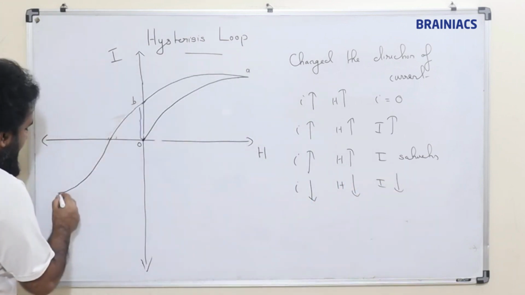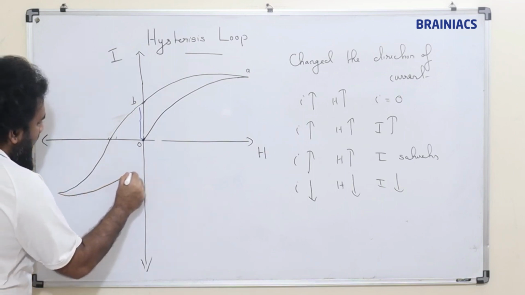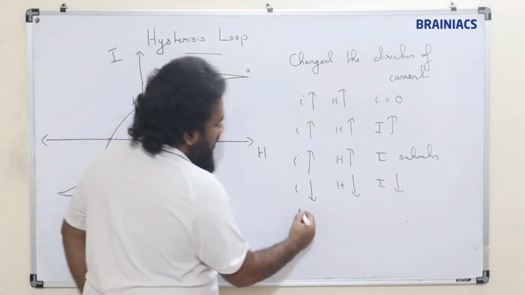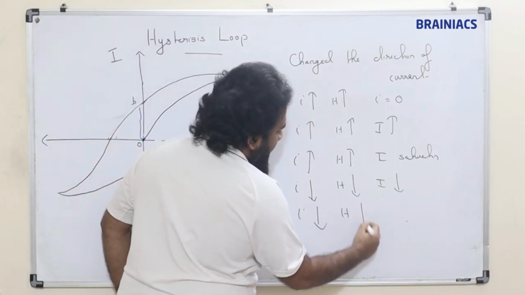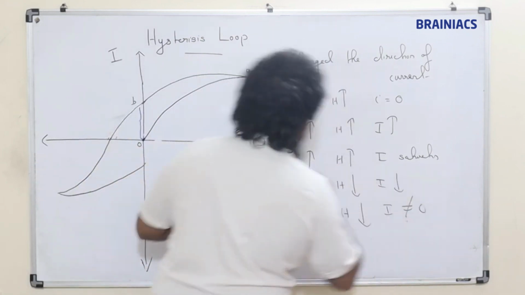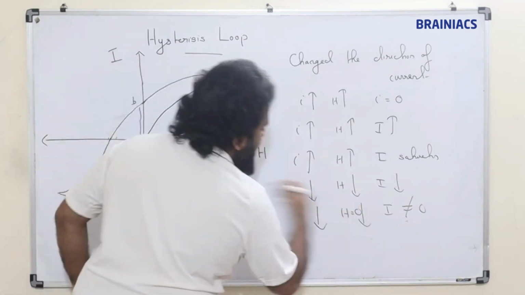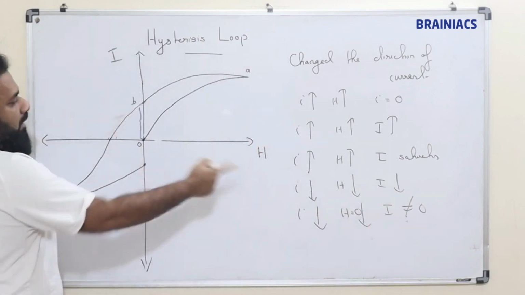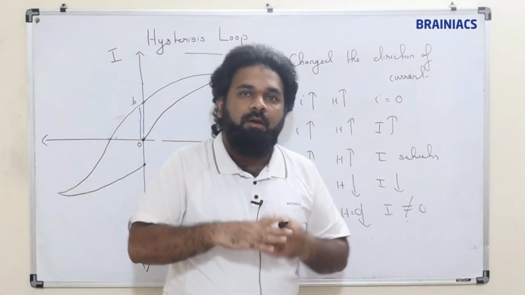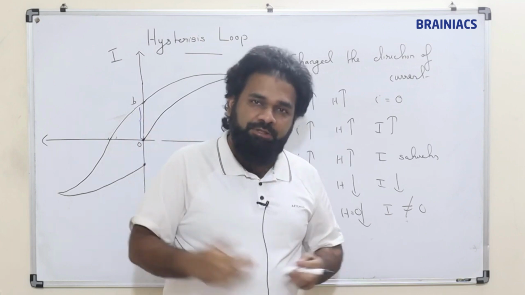Finally again in the same way, what will happen? This I will not become 0. Further reduction of I, H, but magnetization will not become 0. Even after H is equal to 0, so H is 0 now, still this magnetization is not 0. Still some dipoles are aligned in the opposite direction.